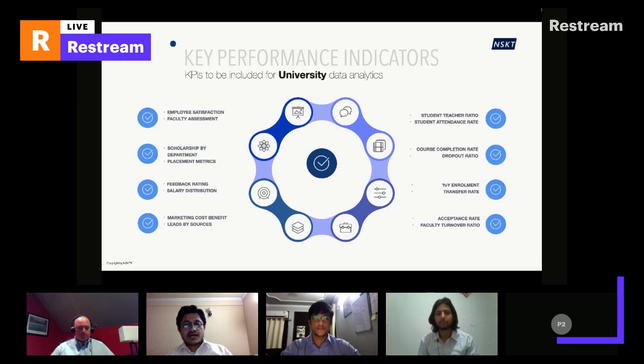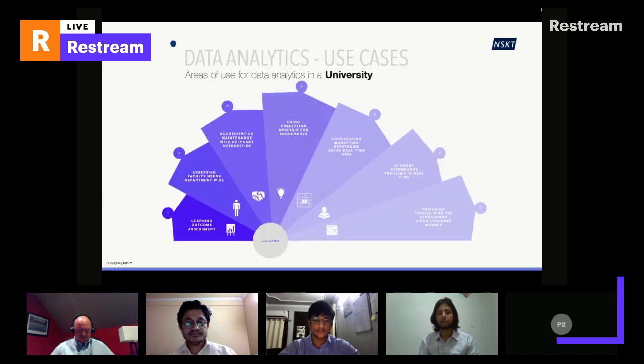Then we have the year on year enrollment. As I mentioned earlier, year on year enrollment is simply a trend, right? So you can easily see the trends in the past 5 or 10 years, whether it's going up or down, and what the reason behind that is. We can also see the faculty turnover ratio, in terms of how many faculty joined and how many left during the past.